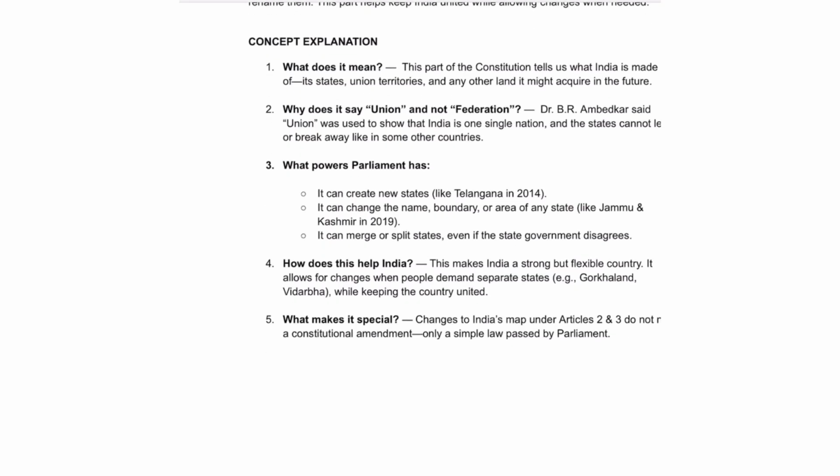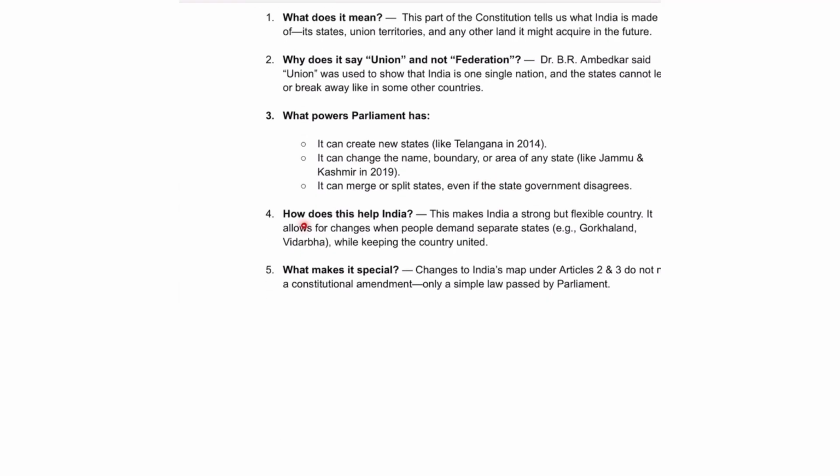So what powers does Parliament have with this regard? It can create new states, it can change the name, boundary or area of any existing state, and it can merge or split states even if the state government of that particular state disagrees. So how does this help India? This makes India a strong but flexible country. So it allows for changes when people demand separate states, like the Telangana case in 2014.